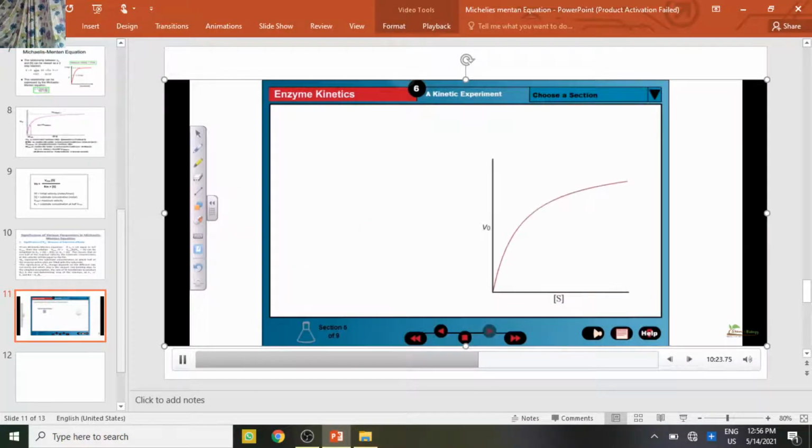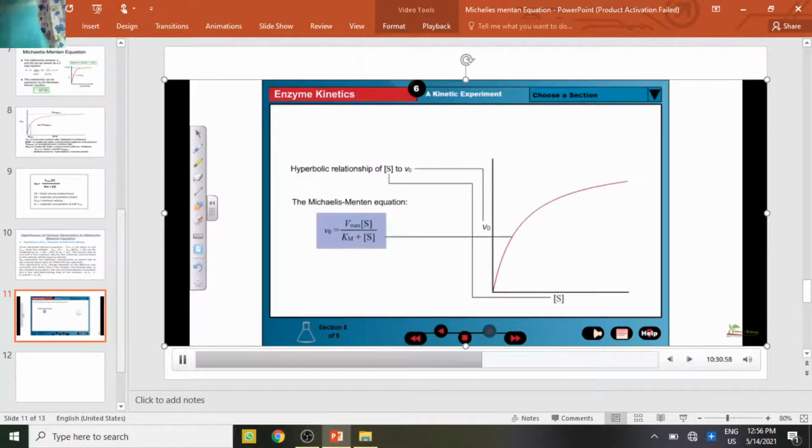To help you understand the hyperbolic relationship between the substrate concentration and the rate of an enzyme-catalyzed reaction, which is described by the Michaelis-Menten equation, we will now demonstrate a kinetic experiment.